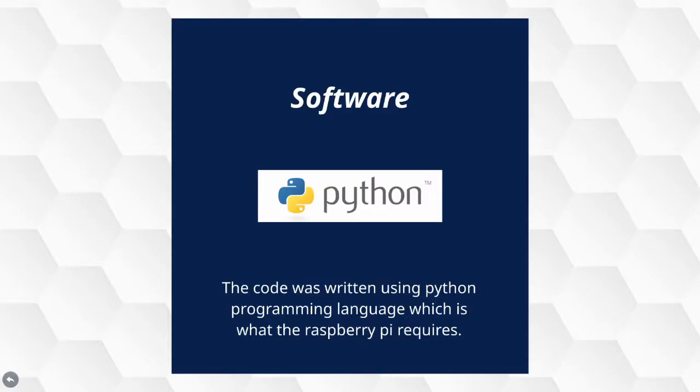Software. The code was written using Python programming language, which is what the Raspberry Pi requires. The GPIO pins in the Raspberry Pi serve as inputs and outputs. A total of 22 out of the 26 GPIO pins were used. 12 pins were used as LED outputs and 10 pins were used as inputs.